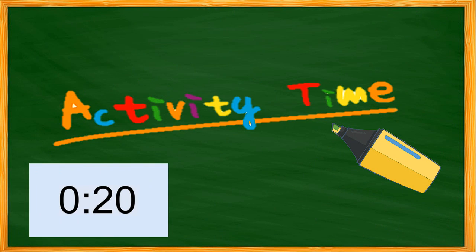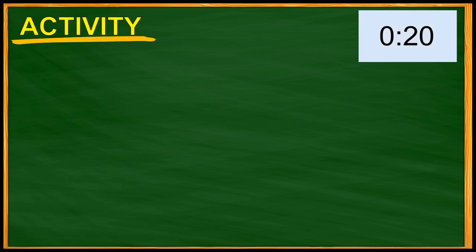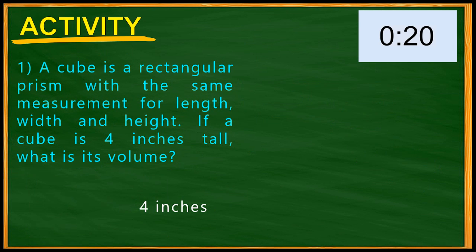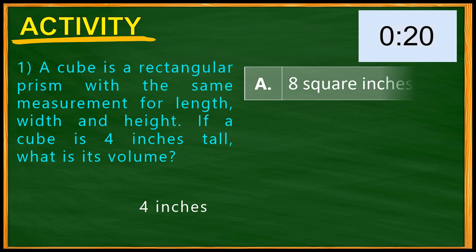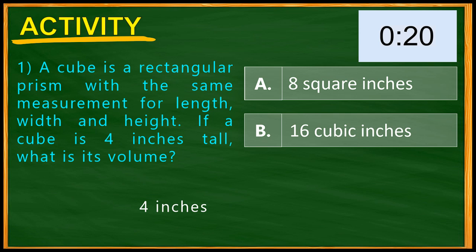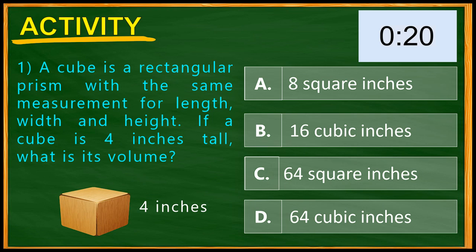So let's have some activity time. You have 20 seconds to answer each of the following questions. For number one, a cube is a rectangular prism which has the same measure for the length, width, and height. The cube is 4 inches tall. What is the volume? So this would be the illustration.